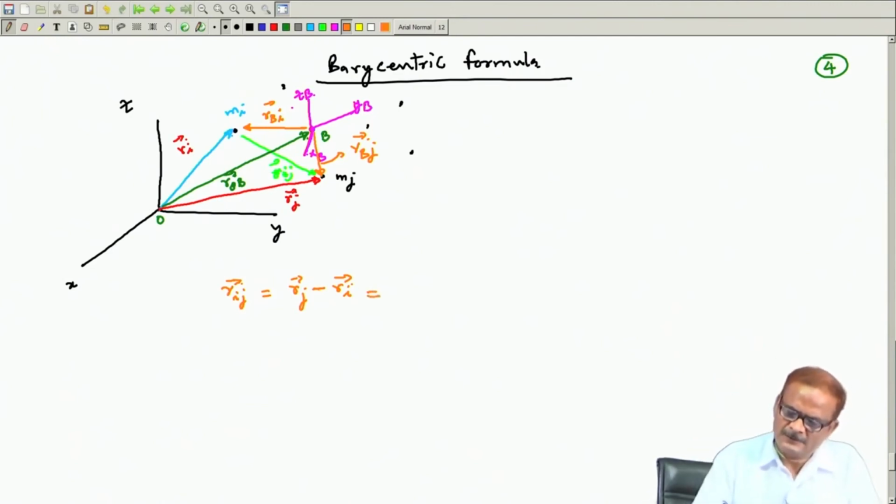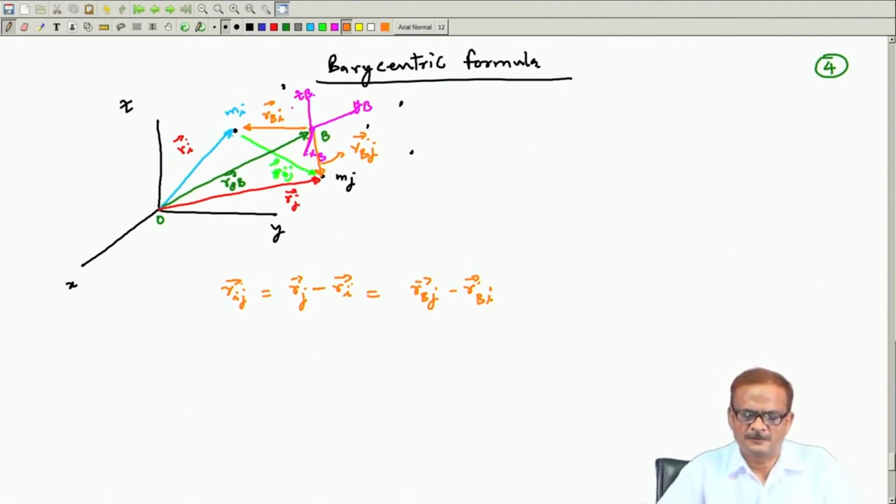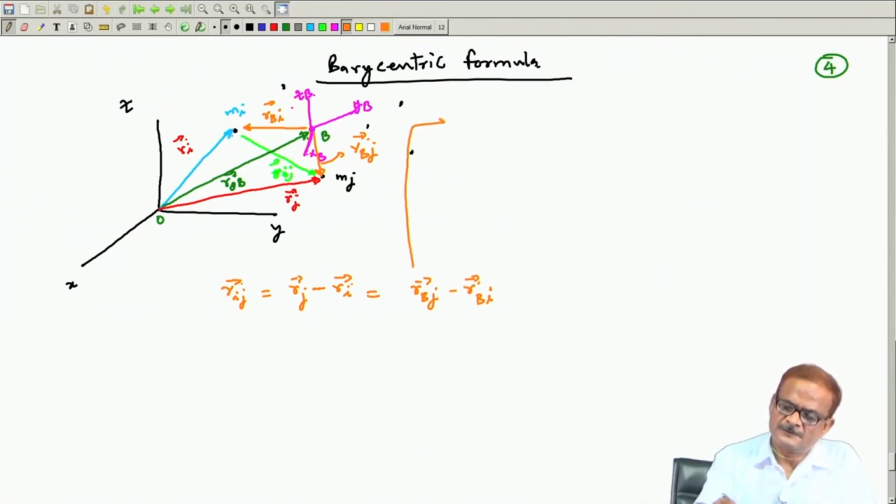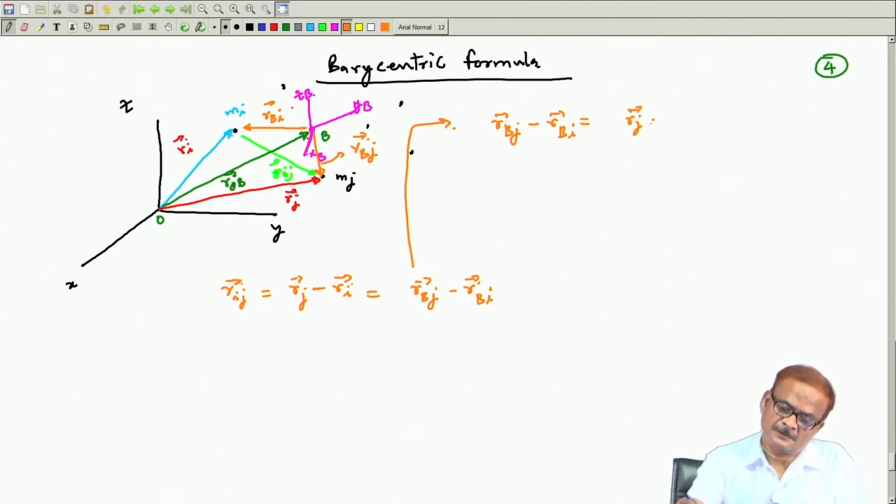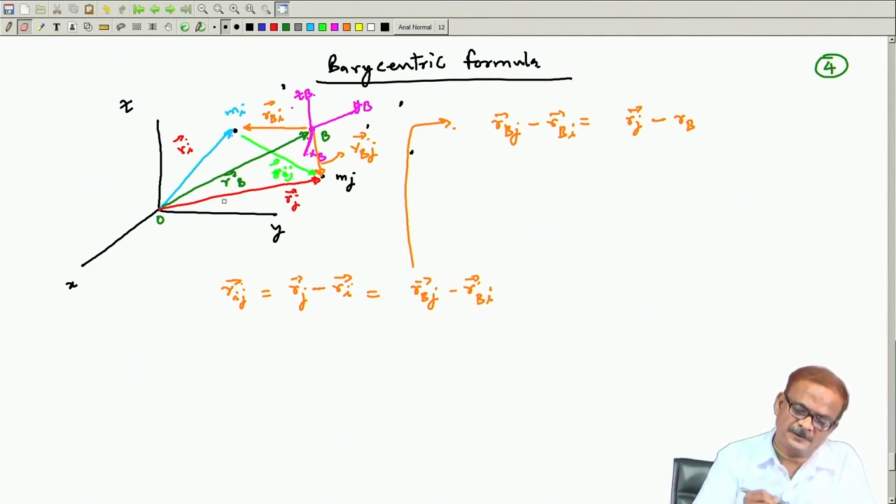So, here Rj minus Ri, Rij we have written, and this can also be written as RBj minus RBi, which is obvious from this figure, and you can check it here. RBj is nothing but Rj minus RB, because from here the O will be removed, and this is simply RB.